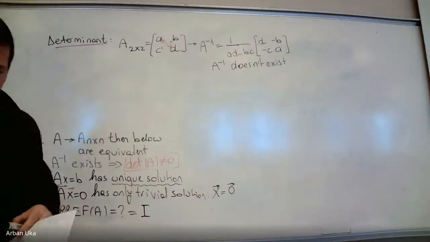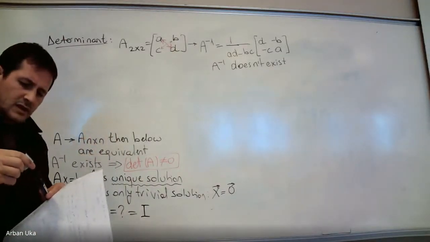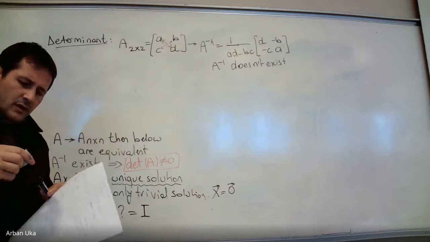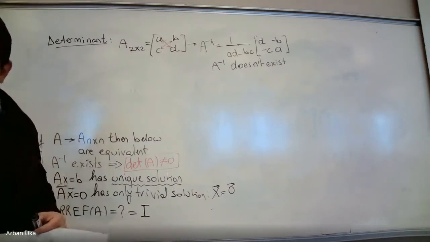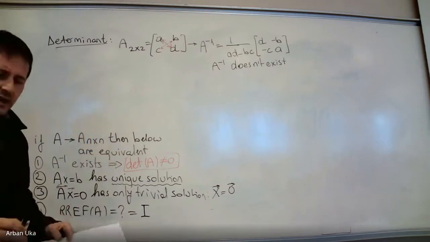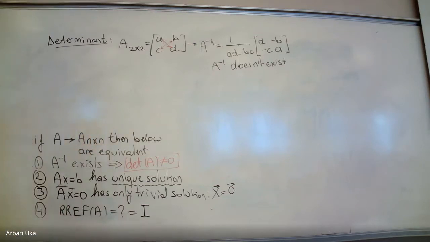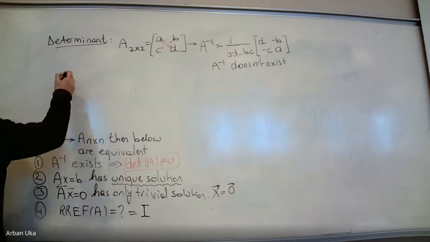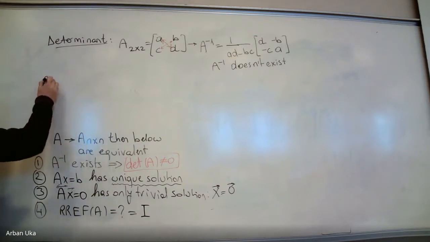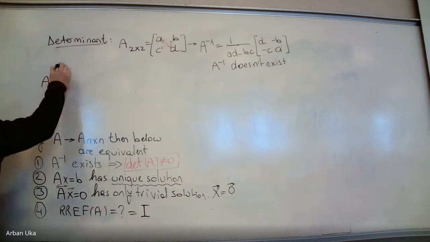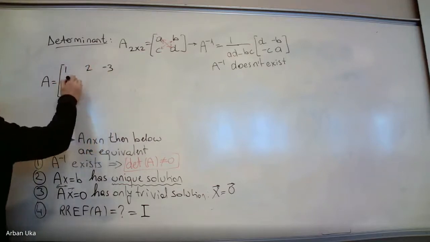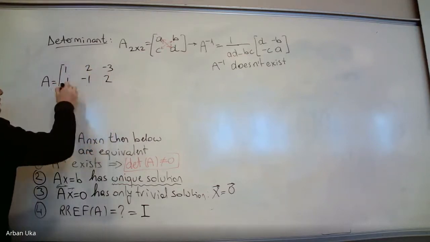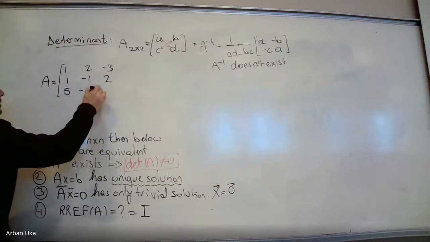If we have a larger matrix, what we do is that we use the property of the determinant of a 2 by 2 matrix in an intuitive and smart way. Let's give an example. Let's assume that we have a matrix which is 1, 2, minus 3, 1, minus 1, 2, 5, minus 4, 1.